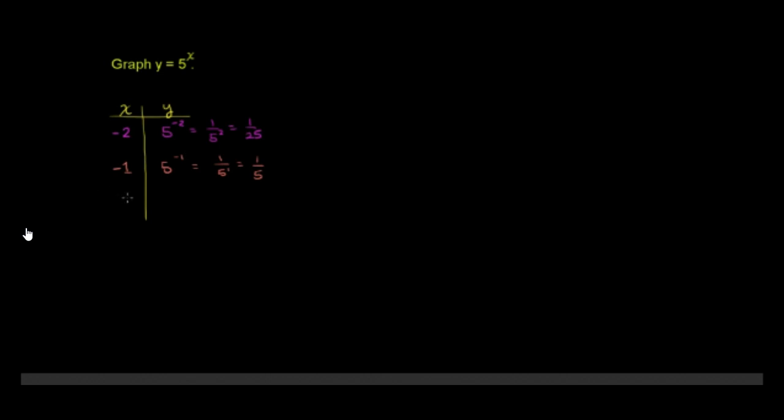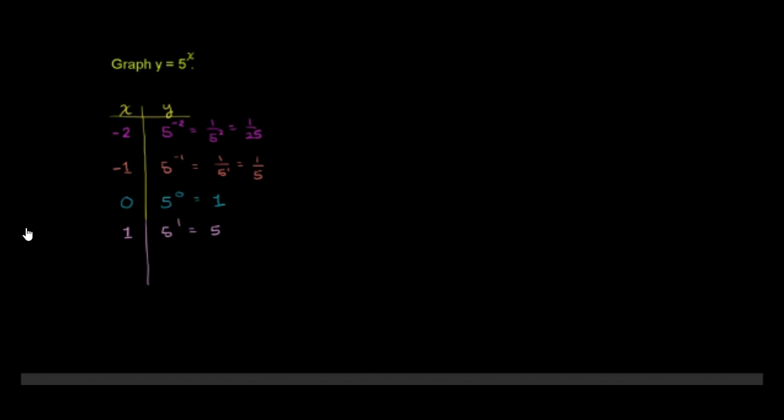Now let's think about when x is equal to 0. Then y is going to be equal to 5 to the 0 power, which we know anything to the 0 power is going to be equal to 1. So this is going to be equal to 1. And then finally, actually let's try a couple more points here. Let's extend this table a little bit further. Let's try out x is equal to 1. Then y is 5 to the first power, which is just equal to 5.